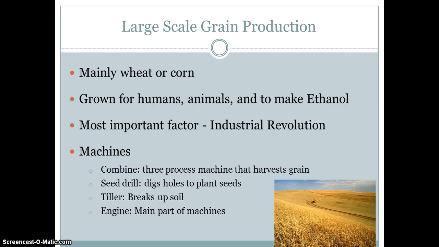Large-scale grain production is a type of commercial agriculture again. It's mainly wheat or corn grown for humans, animals, and to make ethanol, which is a type of biofuel. The most important factor for large-scale grain production was the Industrial Revolution, which invented many machines that help out. The main machines used are the combine, which is a 3-process machine that harvests grain, the seed drill, which digs holes to plant seeds, the tiller, which breaks up soil, and the engine, which is the heart of machinery. It's the main part, and it drove the Industrial Revolution, the invention of the engine.